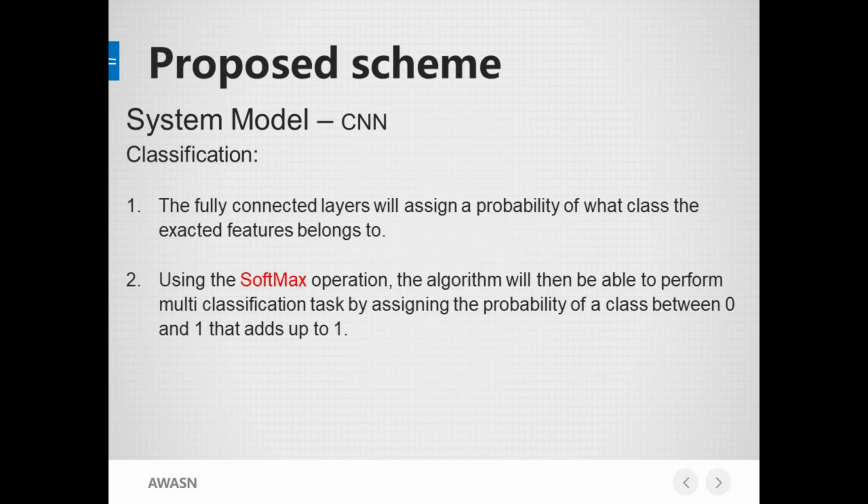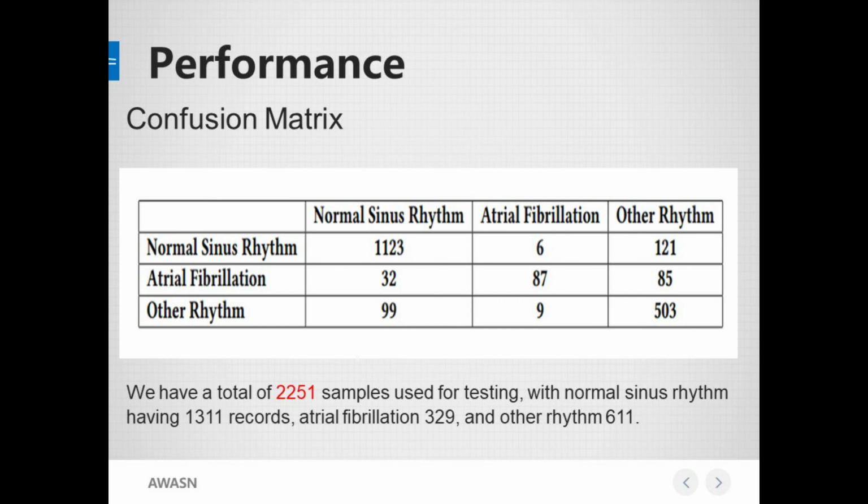In the classification part, the fully connected layer will assign a probability of what class the extracted features belong to. Using the softmax operation, the algorithm will then be able to perform multi-classification by assigning the probability of a class between 0 and 1 that adds up to 1. As for the output layer, the 3 possible class predictions are normal heartbeat, atrial fibrillation, or other arrhythmia type. In CNN model training, we split our data in the ratio of 3:1 into the training set and testing set. At last, we use a confusion matrix and F1 score to verify the performance of our framework.